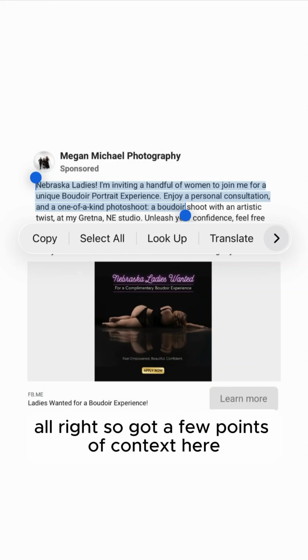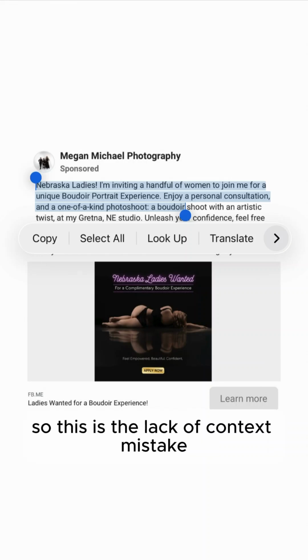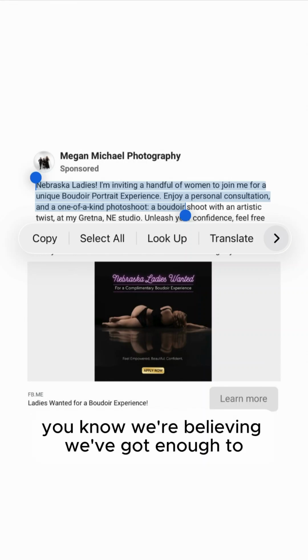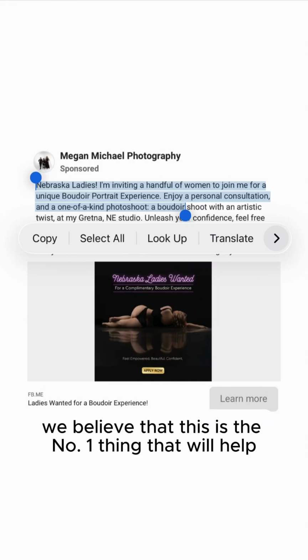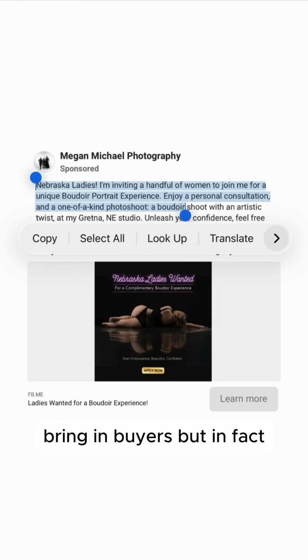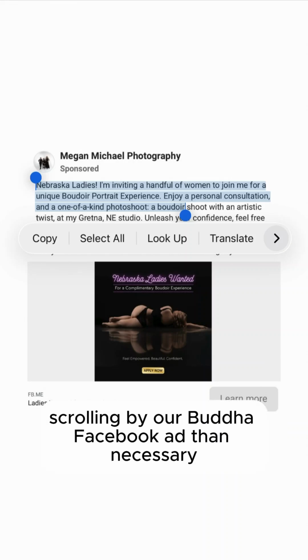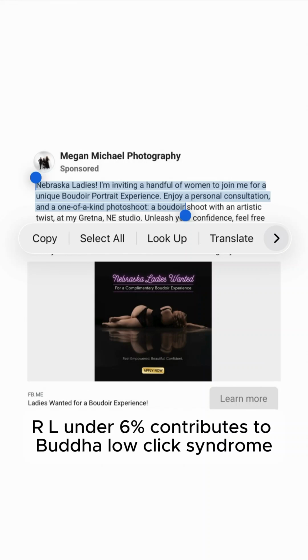All right, so we've got a few points of context here, but we're missing some other big ones. So this is the lack of context mistake. The false belief that caused us to make this mistake is we're believing we've set the right context, and we believe that this is the number one thing that'll help bring in buyers. But in fact, the way we have it right now, we're going to have way more women scrolling by our boudoir Facebook ad than necessary. So our ad never even enters their brain. So this contributes to BLCS. Pulling our unique CTR under 6% contributes to boudoir low click syndrome.